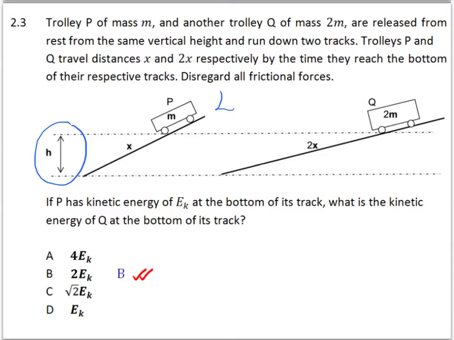Looking at the formula for gravitational potential energy, EP equals mgh, you can see that the gravitational potential energy is directly proportional to both the mass and the height of the object. Because these objects move through the same height, the only thing that can affect their gravitational potential energy are their masses. Because object Q has double the mass of object P, it has double the potential energy, and therefore, when it reaches the bottom of the ramp, it will have double the kinetic energy, and this matches the answer for B.